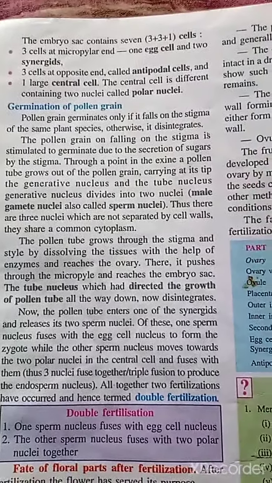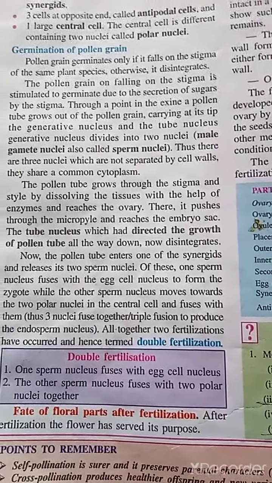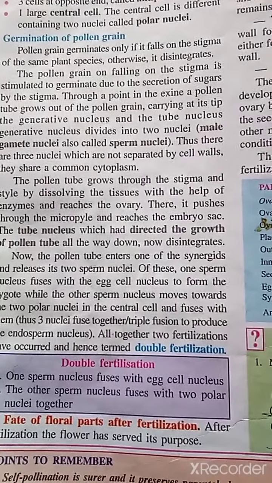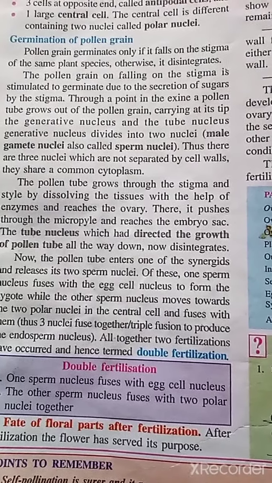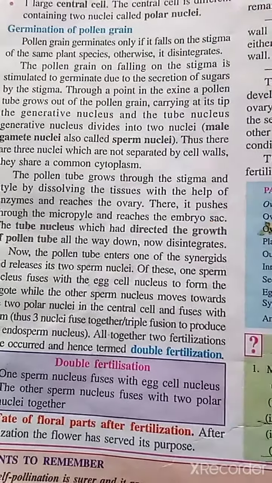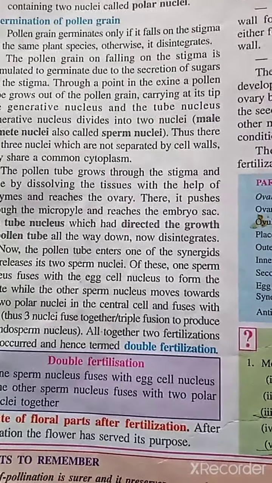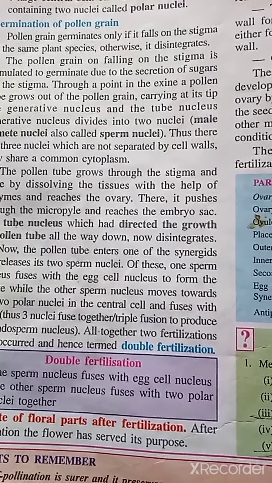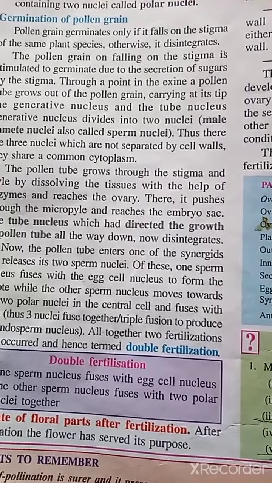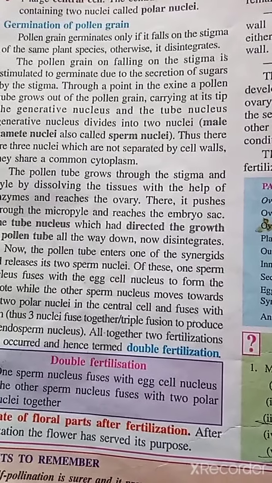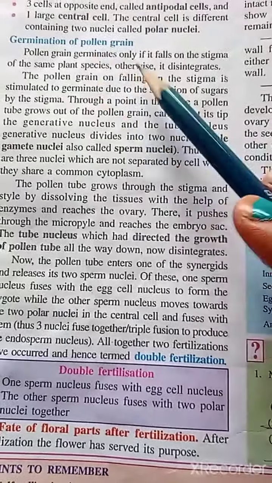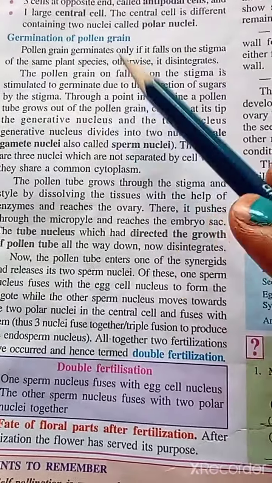Now, germination of the pollen grain. See, students, one condition is there. The pollen grain will only germinate when it falls on the stigma of the same plant species. If it falls on a different plant species, it will not germinate; it will disintegrate, means it will dry up and vanish. The condition is a must that the pollen grains must fall on the stigma of the same plant.